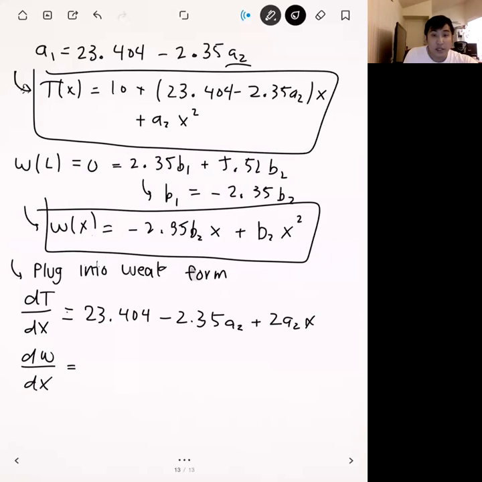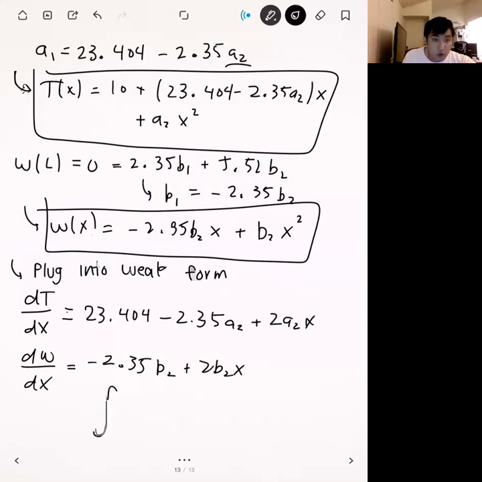Okay. And then dw/dx is just going to be minus 2.35 b2 plus 2b2x. Okay. Now we can plug this into our one-dimensional weak form.